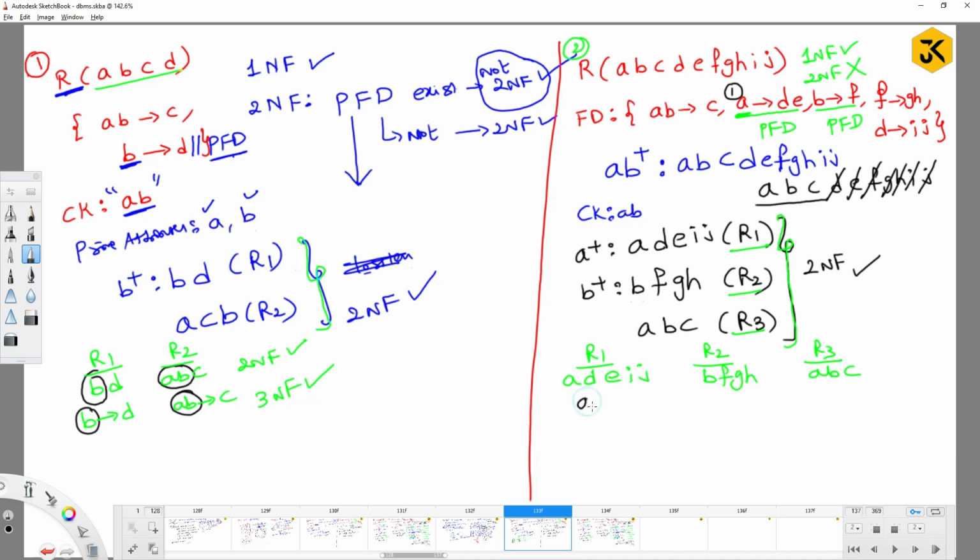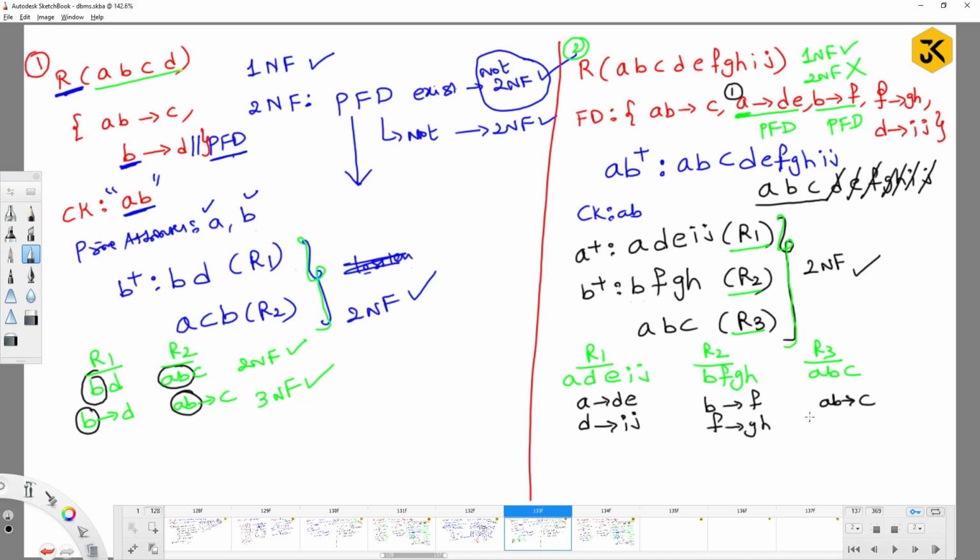A determines DE, very good, and D determines IJ. Is there or not? Yes. And coming to here, B determines F, F determines GH. Coming to here, AB determines C. Now with these things, can we conclude whether it is in 3NF or not?